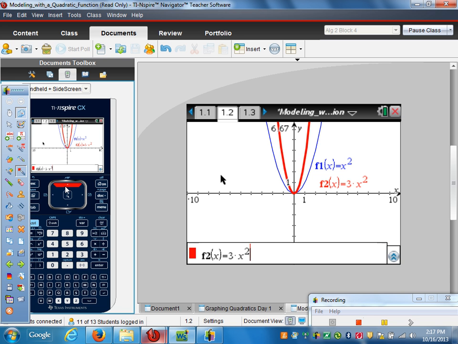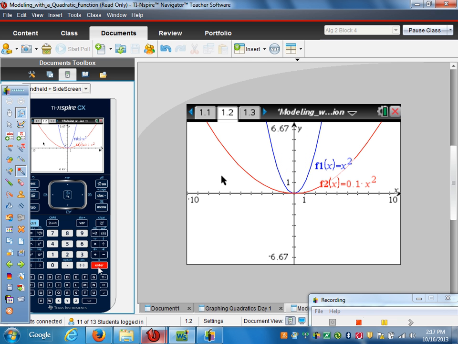Okay, let's try it. Go back. Yeah. Putting a fractional value on it, a fraction between 0 and 1, will make it get much, much, much wider. And in that case, where we put a 1/10 on it, that really made it wide.